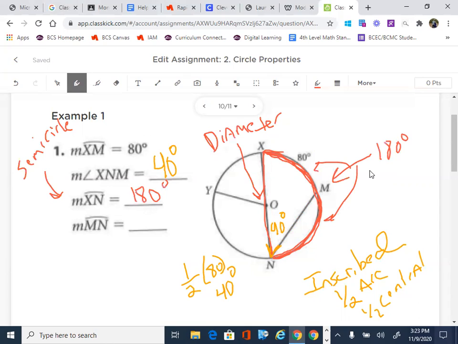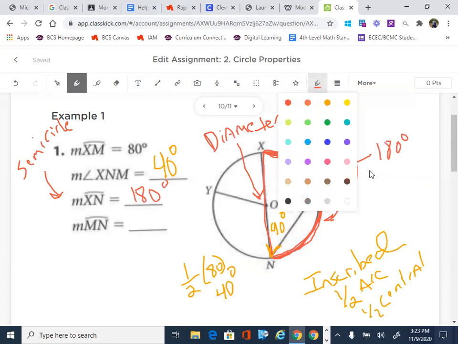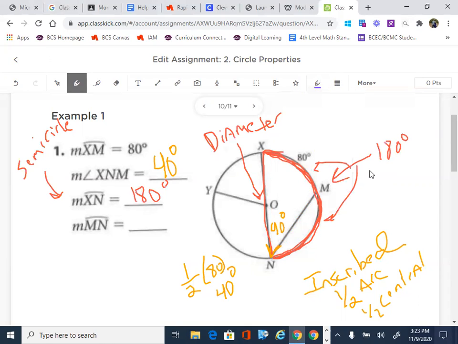Now, let's go ahead and find MN. What you'll notice is arc MN is just an extension. It is saying, okay, what is this little piece? Well, one thing we know is the whole piece was 180, and we know that a little piece is 80. So what is left over for MN right here? We just subtract off 80, and that will give us 100 degrees. So arc MN is just 100 degrees.